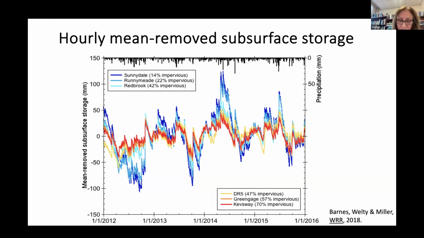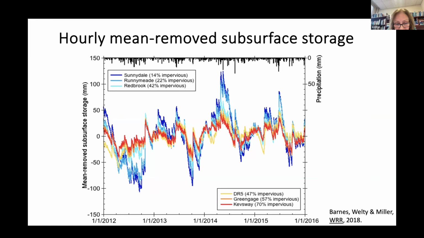So what is interesting here is that the highs, the greatest increase in subsurface storage and the greatest decrease in subsurface storage, is at the watersheds that have the least amount of impervious surface area. In other words, they have more ground open to the atmosphere for infiltration, as opposed to the red, which is Kevsway, 70% impervious, and that has the lowest swings in subsurface storage. So you see this dampening, and you also see that the effect is greatest for long periods of dry and long periods of wet.